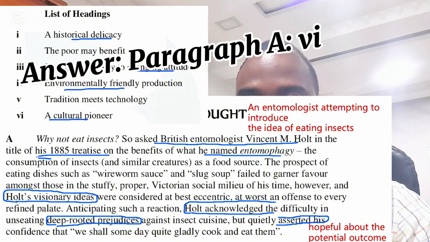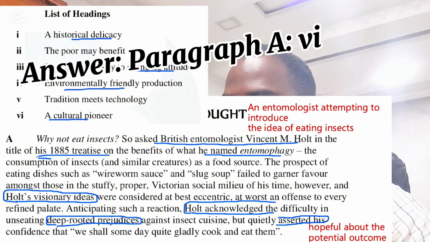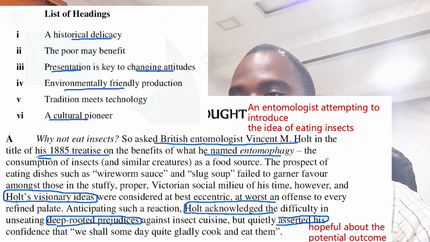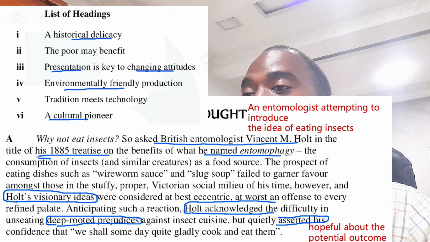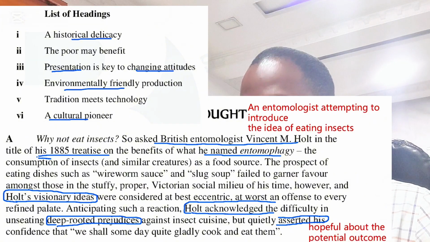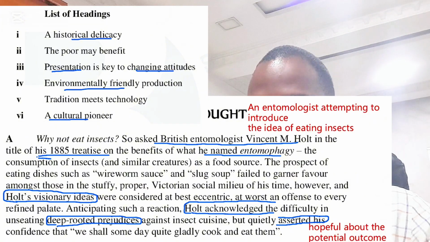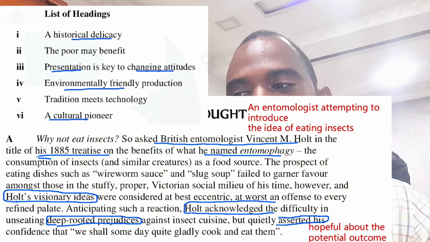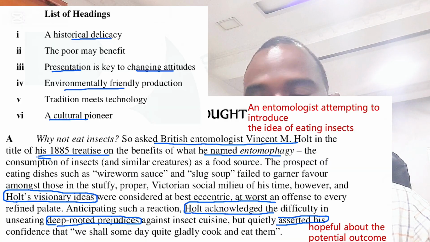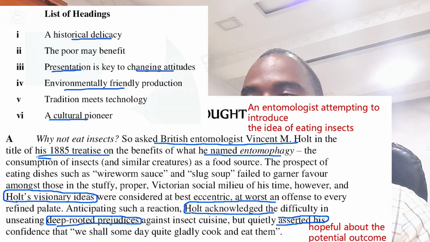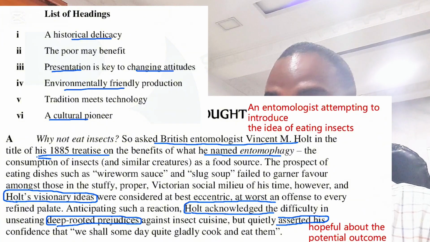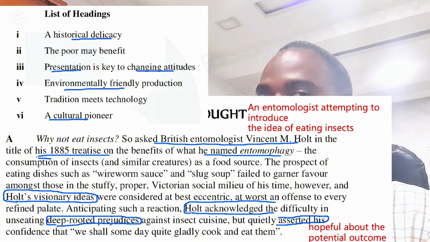That looks close here, a historical delicacy. Remember, for a delicacy to be termed historical, it means that people must have been patronizing that delicacy for a long time prior to when this article was written. But as we have here, the idea of eating insects is more or less not accepted during this man's time. So he's more or less introducing it. So you see how that makes sense, right?